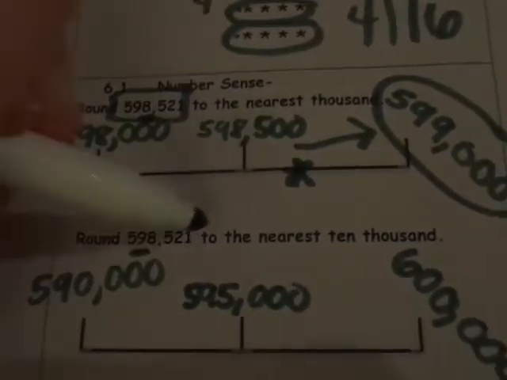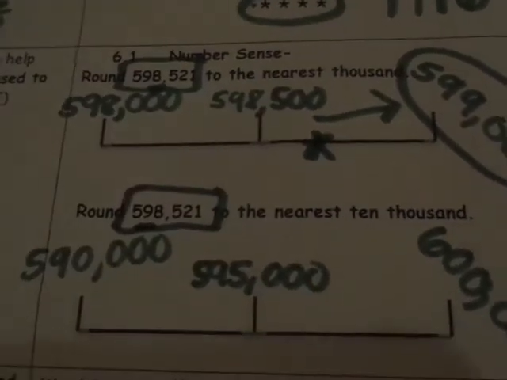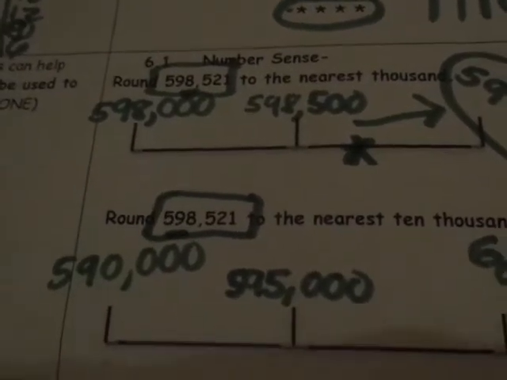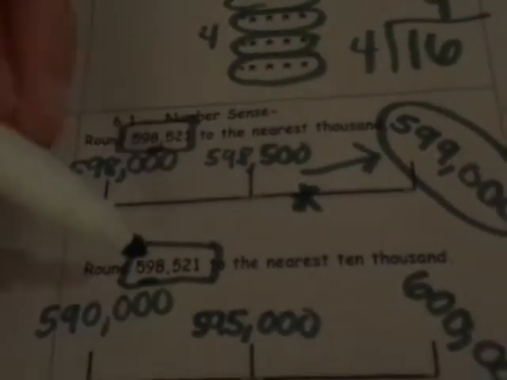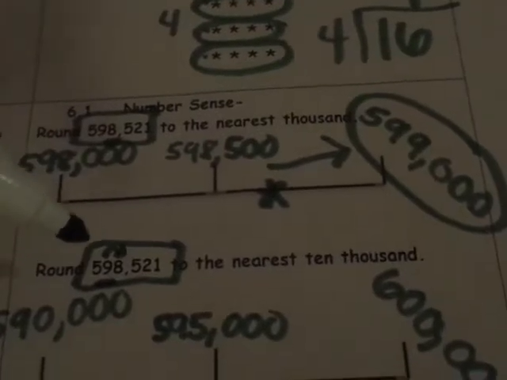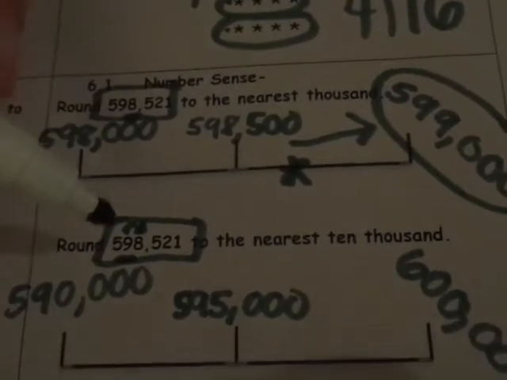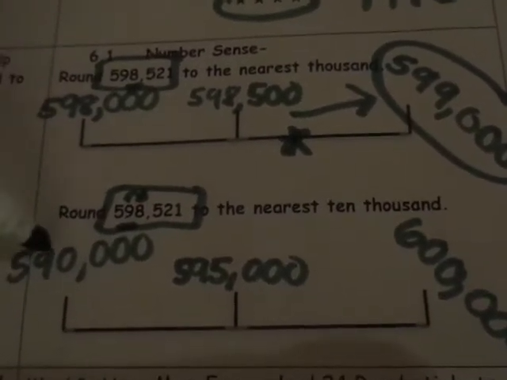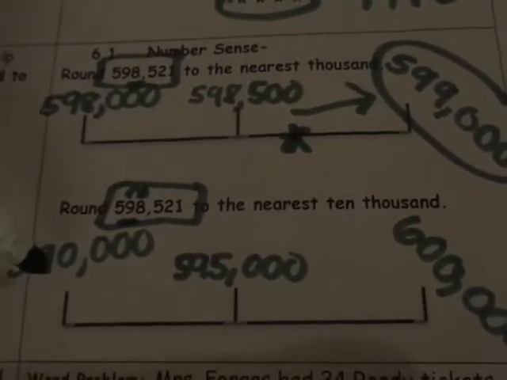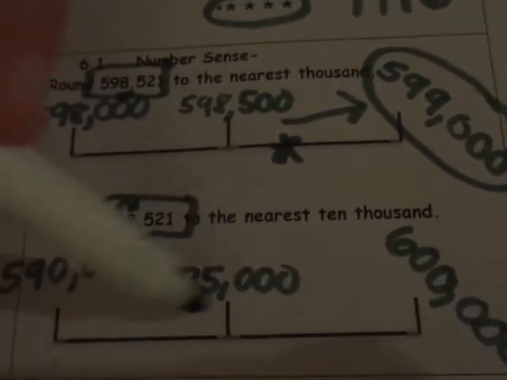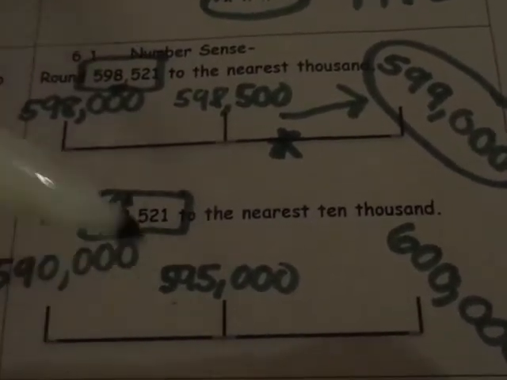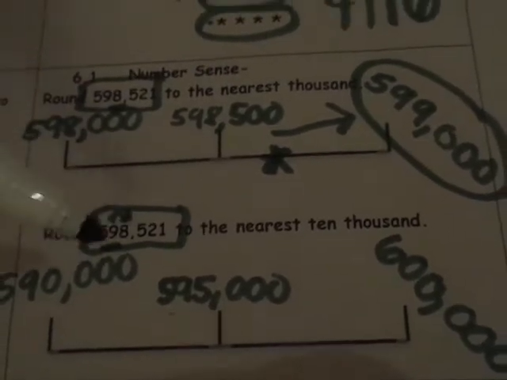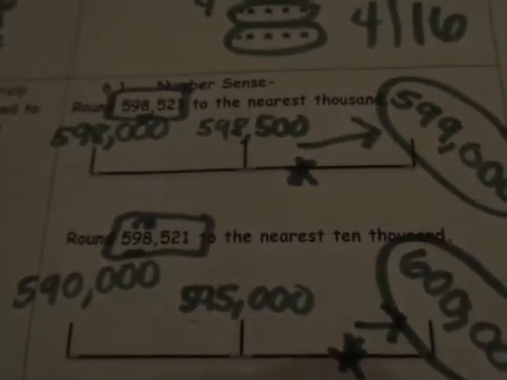So we ask ourselves, where would 598,000 go? And hopefully you're already comparing these numbers to see where they're going to go, or looking at the digit behind, right, and saying 5 or more, raise the score. 4 or less, let it rest. So it's greater than 590,000, because this is 598. It's greater than 595,000, because this is 598,000. So this one's going to be right about here and raise the score to 600,000.